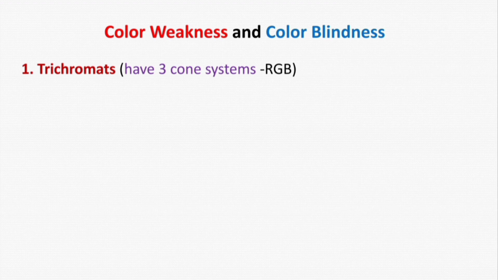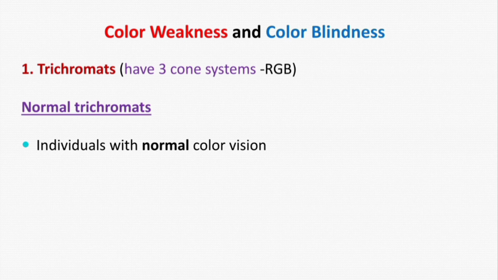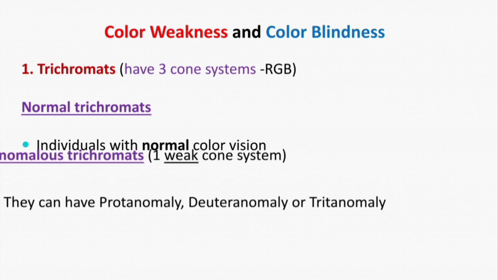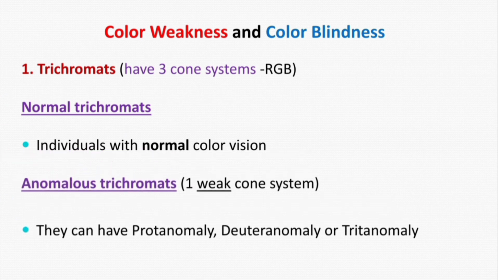Regarding this, we can divide the population into three types, that is trichromates, dichromates and monochromates. Trichromates are those individuals who have all the three cone systems, that is red, green and blue cones are present in these individuals, but they can be subdivided into two types: normal trichromates, these are individuals with normal color vision, while anomalous trichromates have one weak cone system. They can have protanomaly, deuteranomaly or tritanomaly.